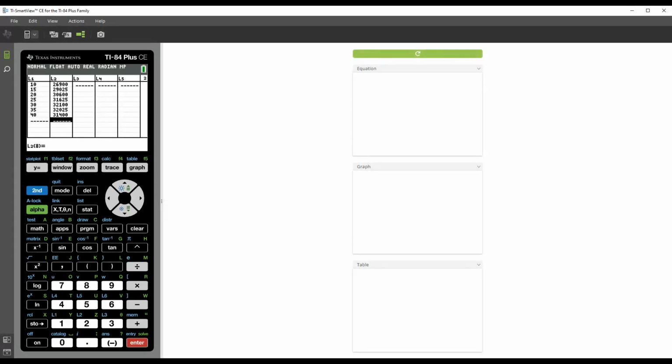So the reason I wanted to do this one is to talk about the window. Look what my data is doing. If you want to see this data and you just take graph, you're not going to see anything. Your window probably goes from -10 to 10.